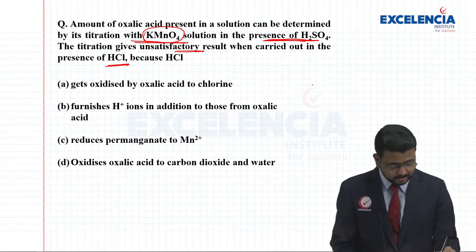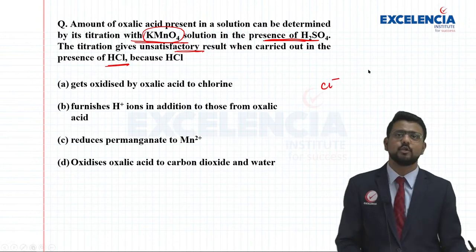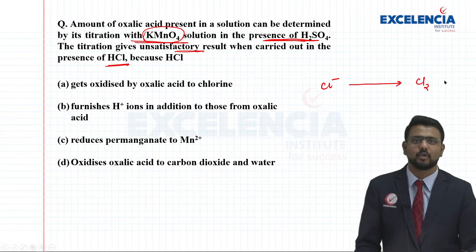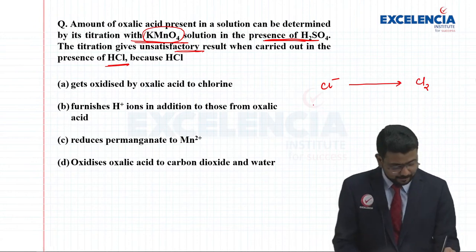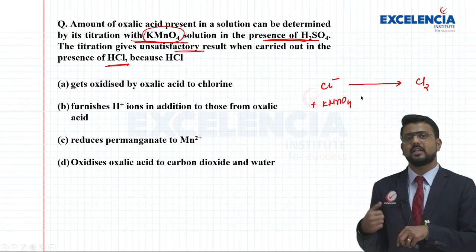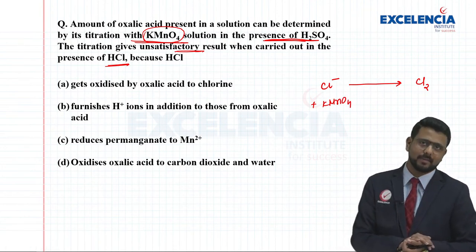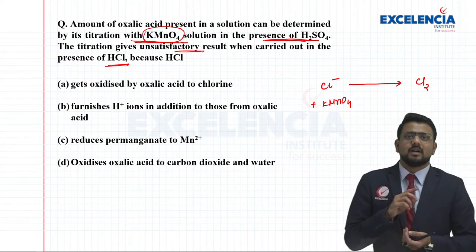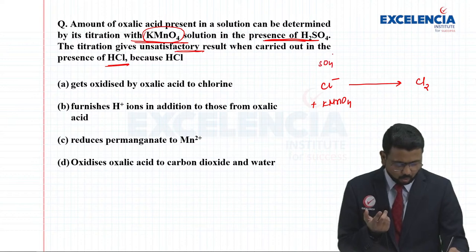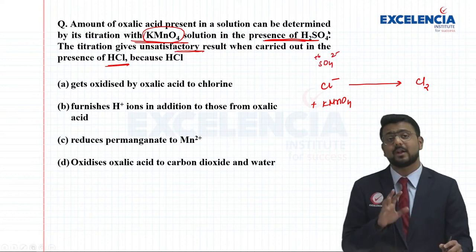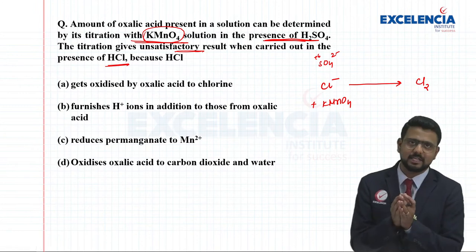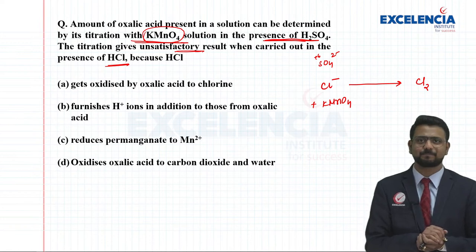But if there is a presence of Cl- in the solution, that can also be oxidized towards chlorine. So this oxidation will take place with the help of KMnO4. KMnO4, along with oxidizing the oxalic acid, will oxidize the chloride ions from HCl as well. In the sulfate ions, sulfur already has an oxidation state of +6, so sulfur cannot be further oxidized, right? It is just going to act as an acidic medium. It is going to furnish H+ ions.